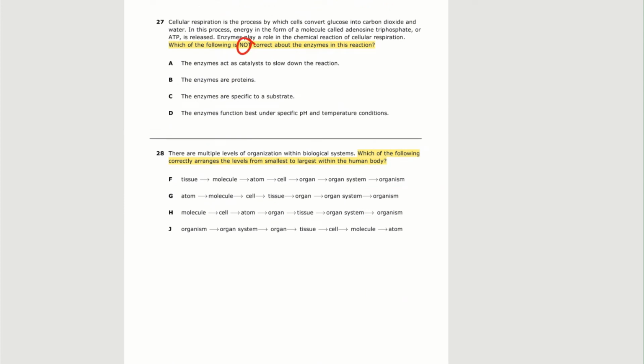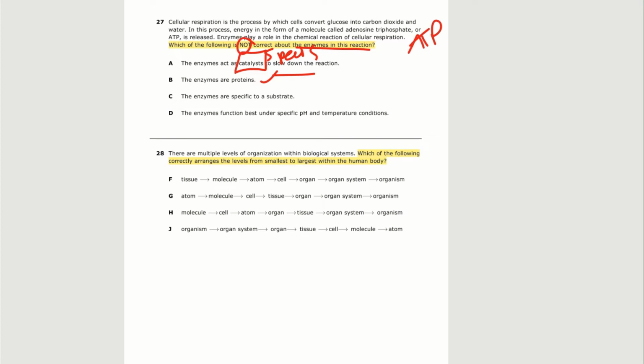Which of the following is not correct about the enzymes in this reaction? Cellular respiration is the process by which cells convert glucose into carbon dioxide and water. In this process, energy in the form of a molecule called adenosine triphosphate, that's ATP by the way, is released. Enzymes play a role in the chemical reaction of cellular respiration. The enzymes act as catalysts to slow down the reaction. A catalyst speeds things up. So is it going to slow things down? So that one's not correct. The enzymes are proteins. That is correct. Is that what I'm looking for? I'm looking for not correct.